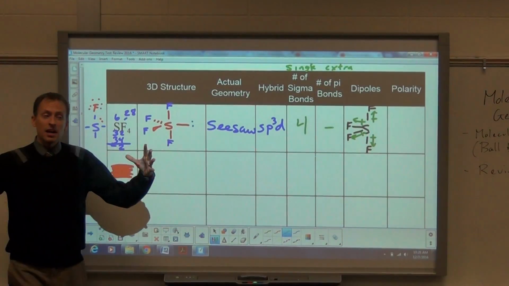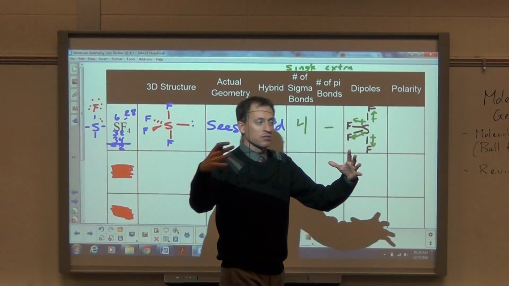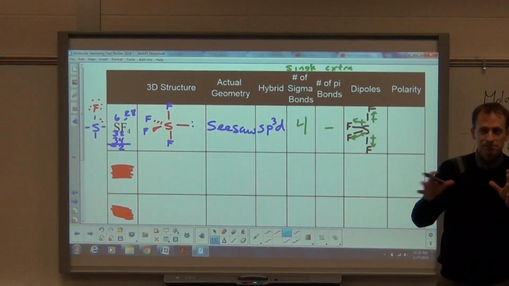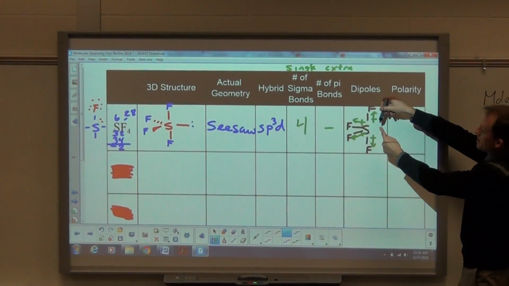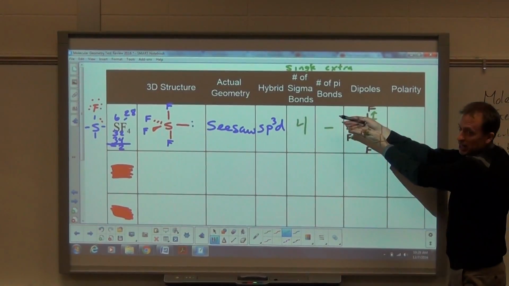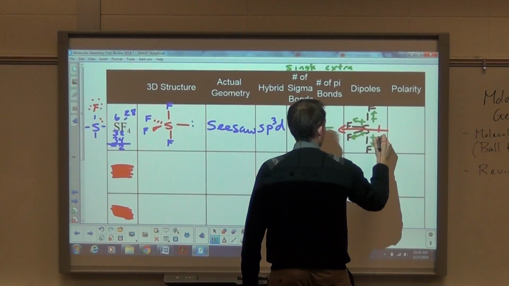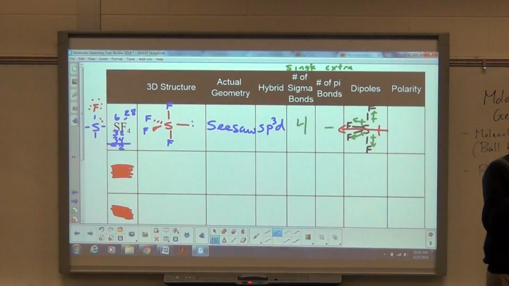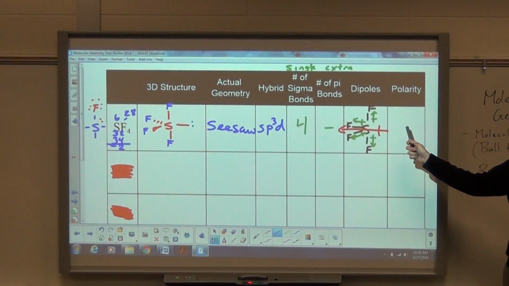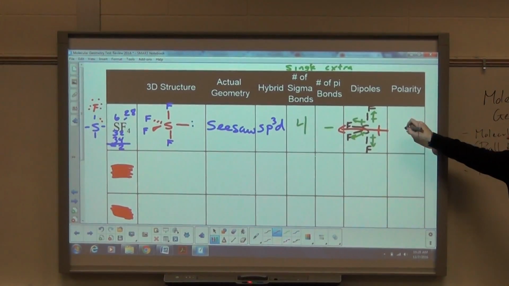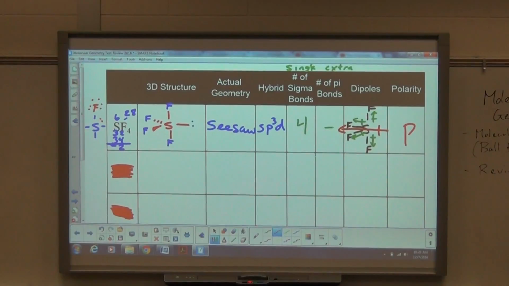And if they all cancel out, it's like vectors. If they all cancel out, then it's done. There's nothing that we can do. But in this case, this is pointing up and down, and these both are kind of pointing to the left. So I can draw one really big one that is like an average. And because I drew that, polar or non-polar? Polar. It is polar.